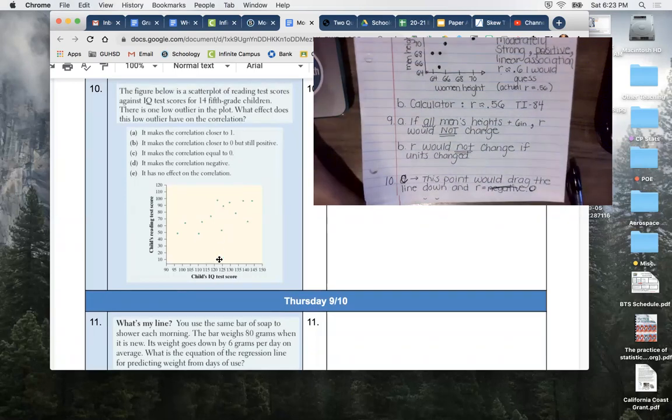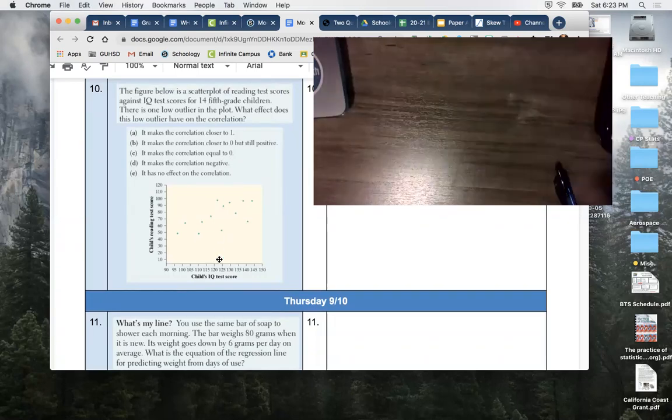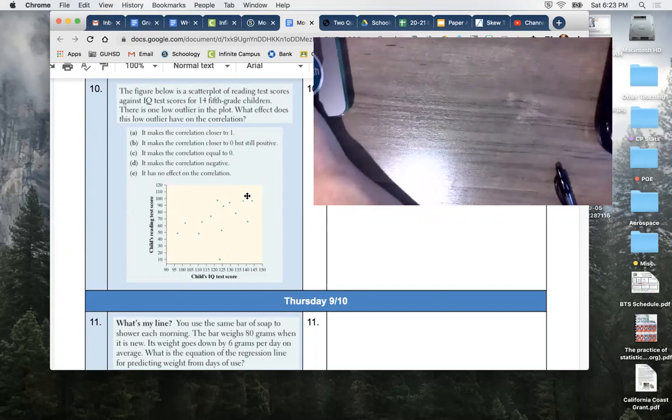Now, if I took that point out, so I'm going to cover it up again, if I cover this up right here, then you can see a positive trend, but when I have this one in there, there's really not any kind of positive trend.